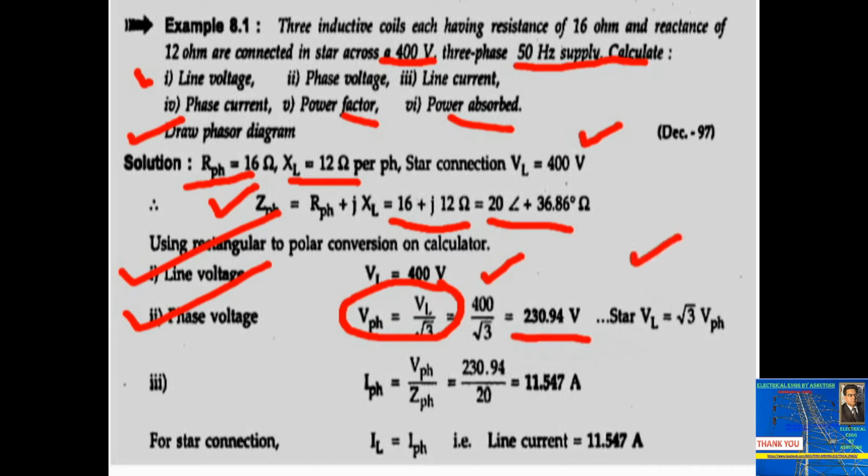This is a star circuit, that's why this formula is used for a star circuit. Then IPH is equal to, we already know, VPH by ZPH. These are the per phase values. So the per phase value is 230.94, ZPH is equal to 20. And then it will become IPH equal to 11.547 ampere. For a star connection, we already know, IL equal to IPH. Line current is always equal to phase current. So line current will become 11.547.